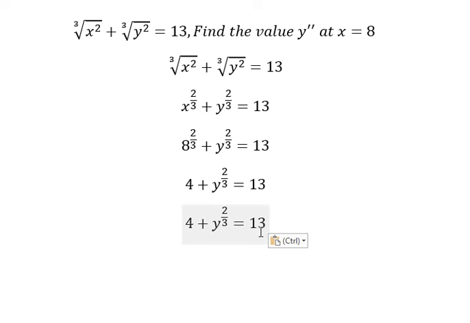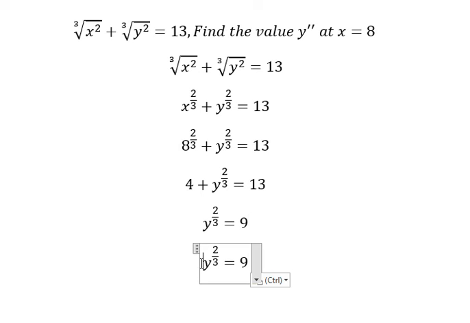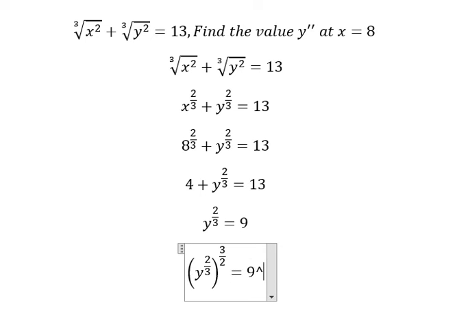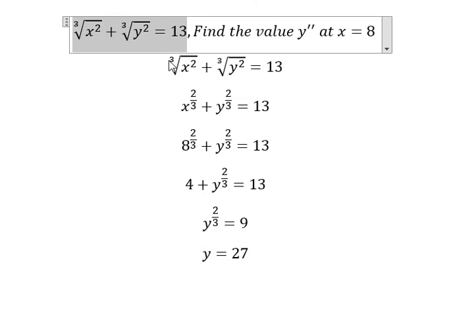We put number 4 to the right, and you get number 9. Now, we put the power 3 over 2 on both sides. 2 over 3 multiplied by 3 over 2, you get y. And this one you get 27. That's it for the first step. Now we go to the second one.